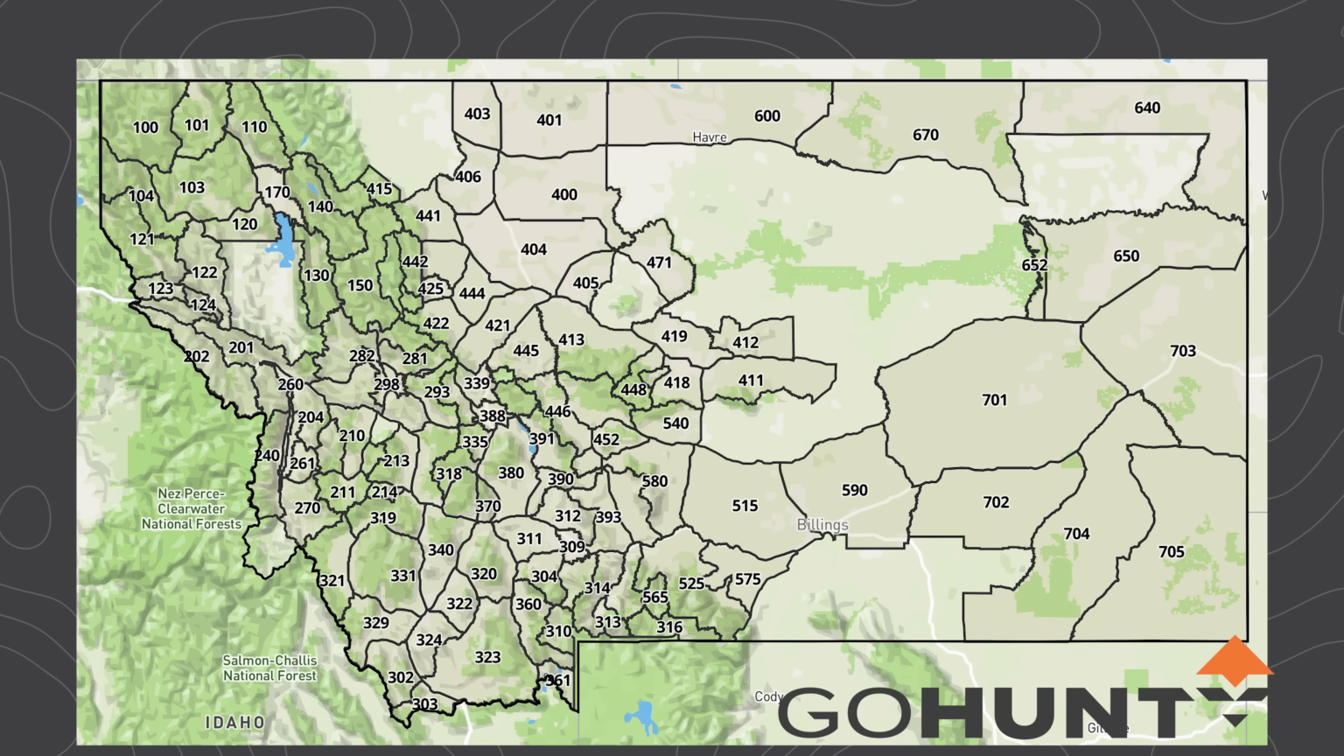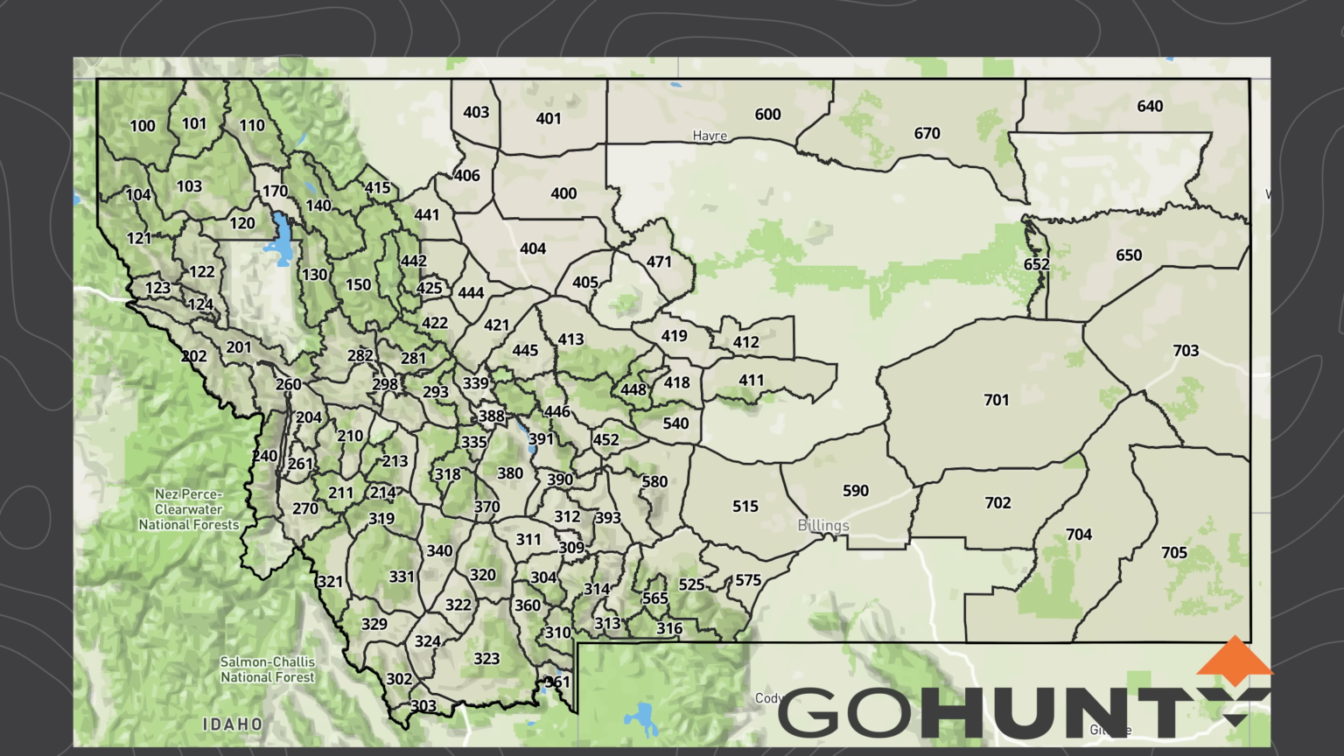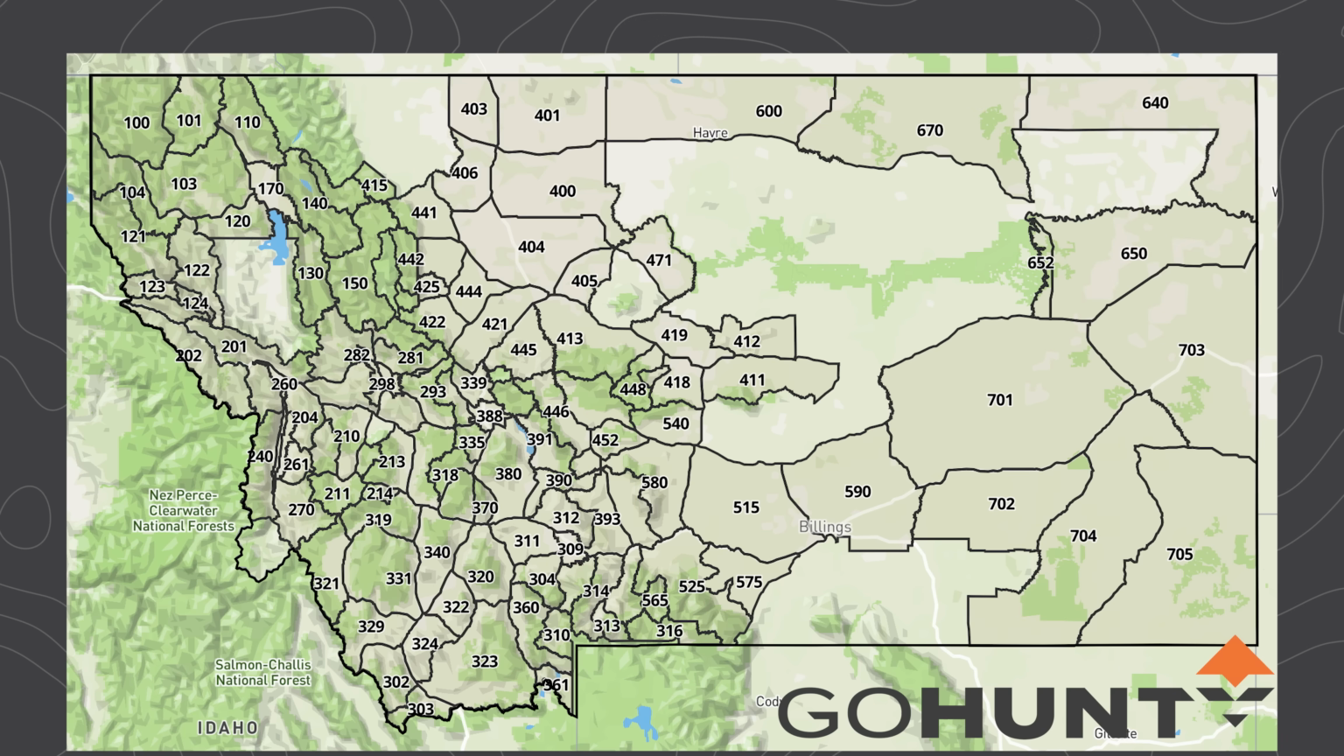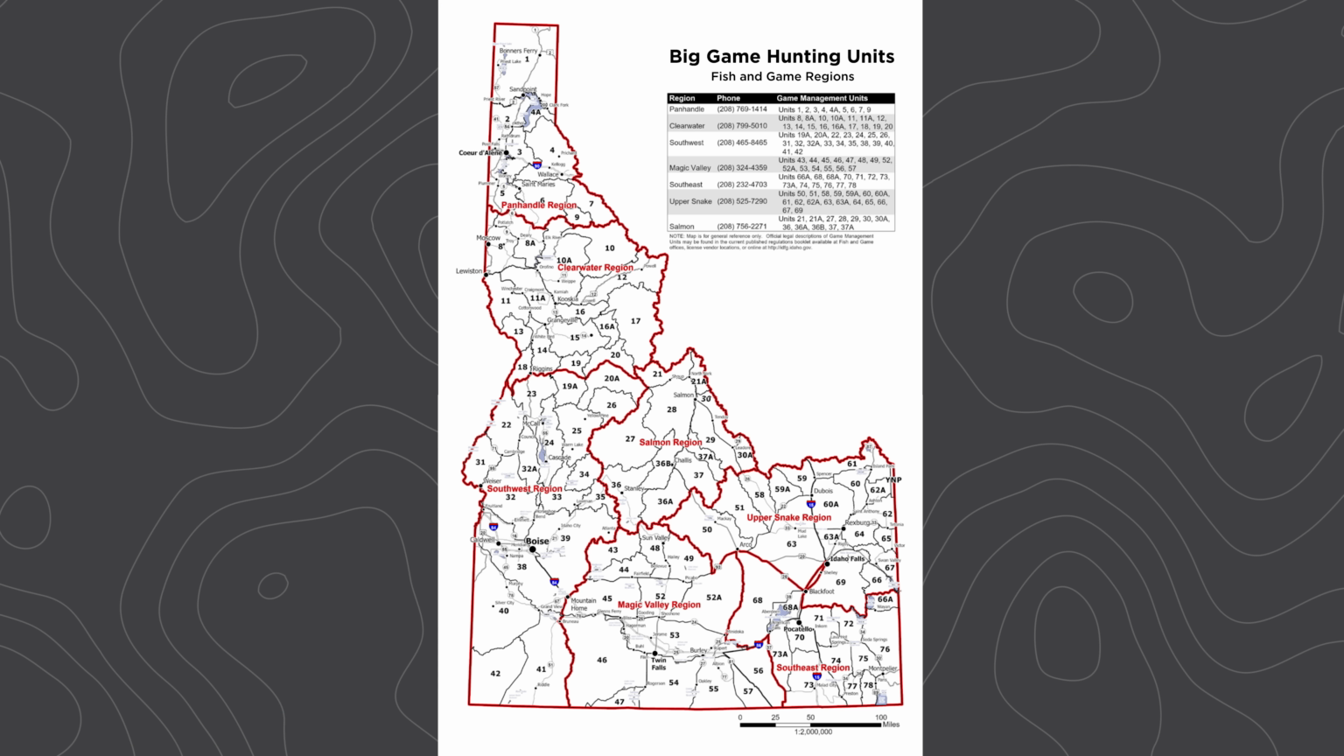In Montana, as a non-resident, you have to first draw the general tag. And if all you have is a general tag, well, I think we've got almost 100 general units that you can pick from. And then if you go to Idaho, you've got some region-based tags we buy as non-resident region elk tags. And within that region, there might be 3 to 6 or 7 units that make up that region that you've got to think about.